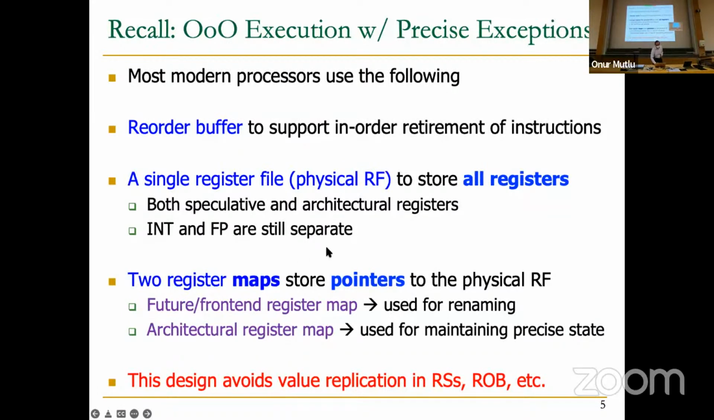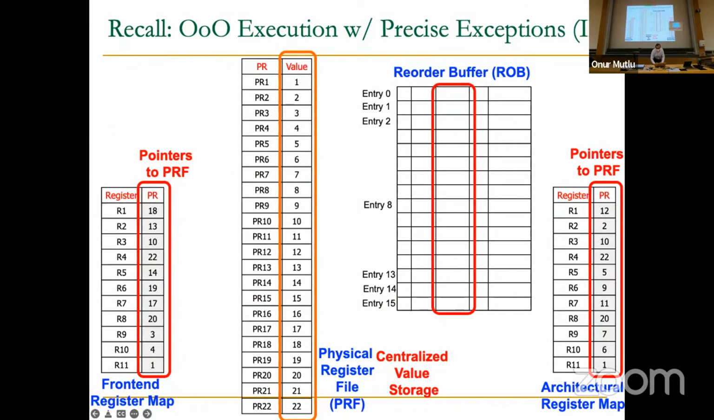And this was the slide that I showed you in yesterday's lecture. Remember, I don't show the value replication here, but I show the centralized version. This is the physical register file. It's our centralized value storage. The front-end register map has pointers to the physical register file, which basically points, for each architectural register, to where the latest value of that architectural register is stored, or where it is going to be stored. This is actually the rename map also. It's also called a rename map.